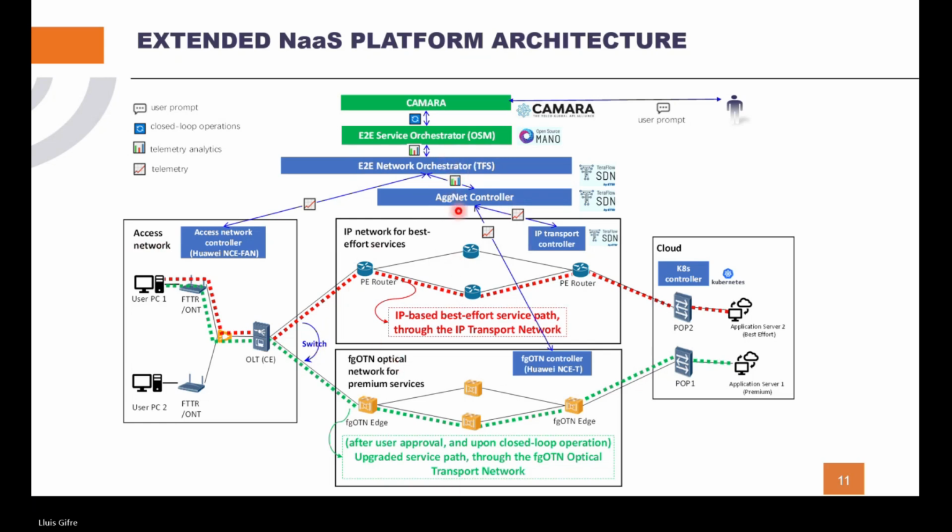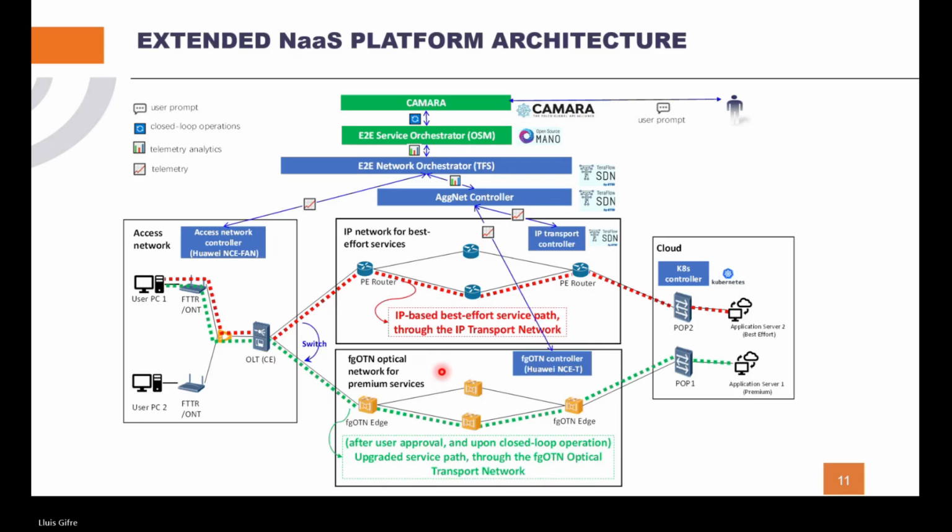Then under this end-to-end controller, we have an aggregation network controller, again based on TeraFlowSDN, that is focused on the transport segment. You see that we have two transport segments. One of them is a classical best effort. It's based on classical IP routers. And then we have another one that is an FGOTN domain. FG stands for Fine Grain Optical Transport Network.